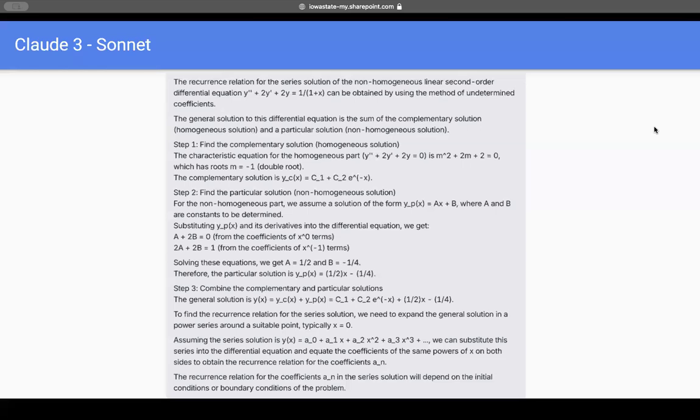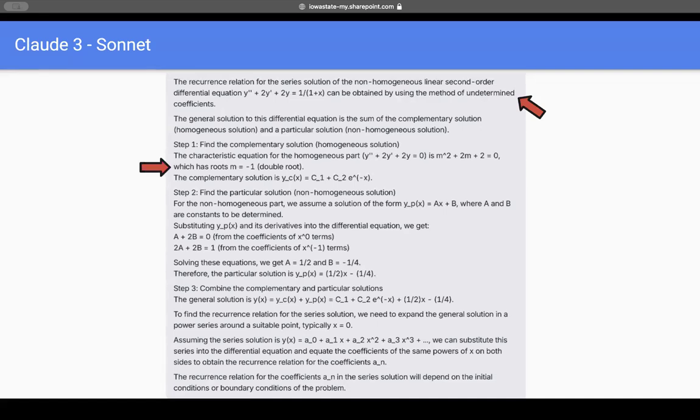Okay, so now we're going to go through and sort of edit or critique Claude's answers. Right up at the top here, it says that it's going to use method of undetermined coefficients, which is a way to solve this differential equation. But we're looking for stuff about a series solution, so that's not exactly on the path that we traditionally take.